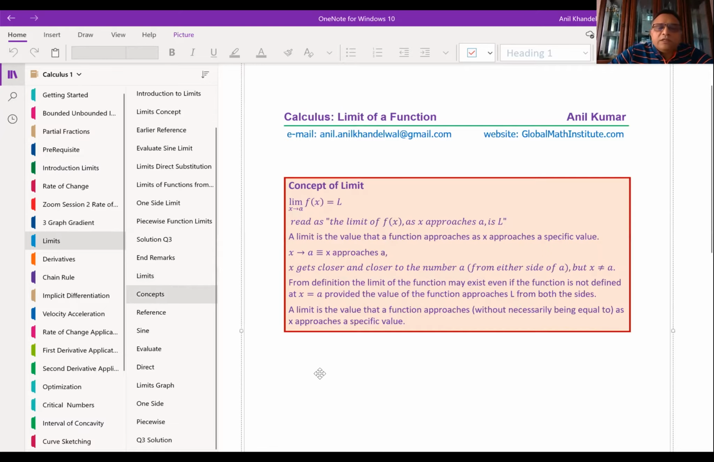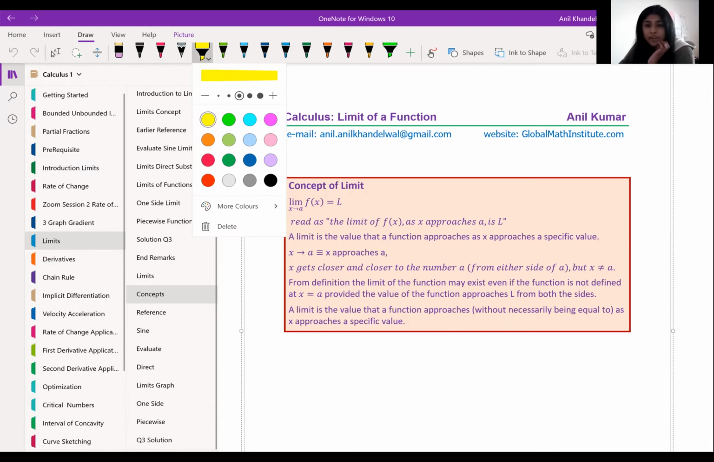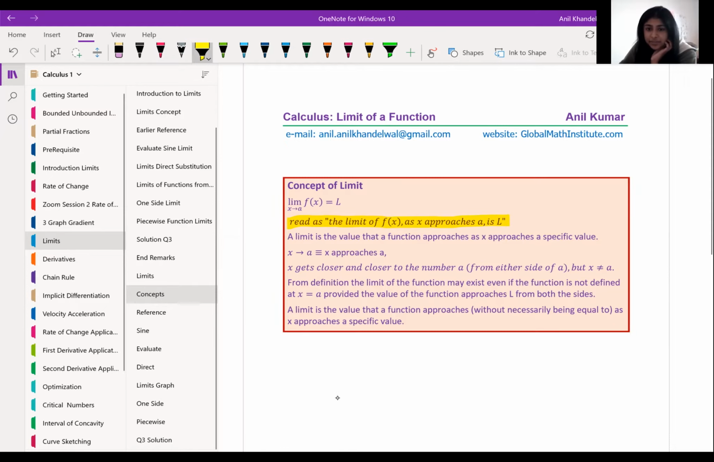So let me begin with the concepts where I've written the statement again, which is limit of f of x is equal to L where x approaches a. Now the next statement tells you how to read it, right? So Amy, can you read the next statement, what I have written here? How to read this particular thing? The limit of f of x as x approaches a is L. Yeah, read as the limit of f of x as x approaches a is L. Perfectly fine. That is how it should be read.